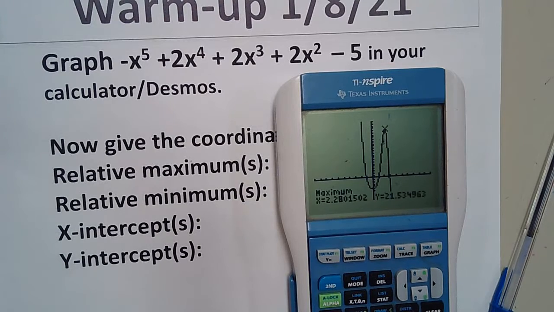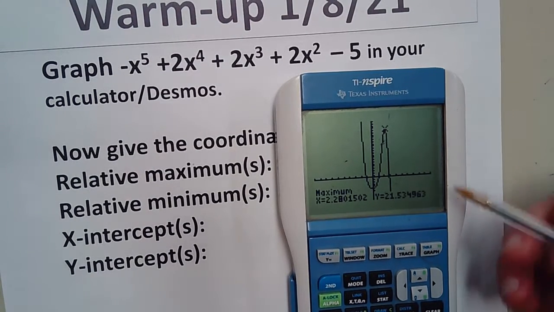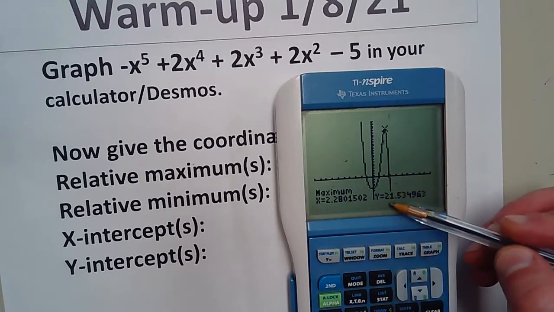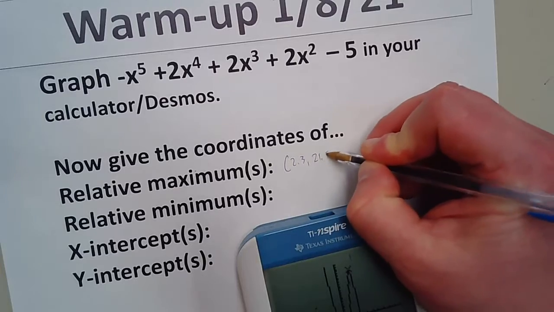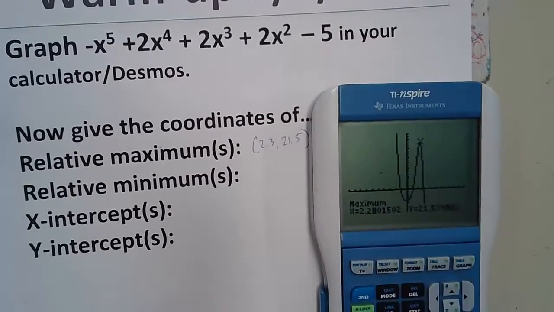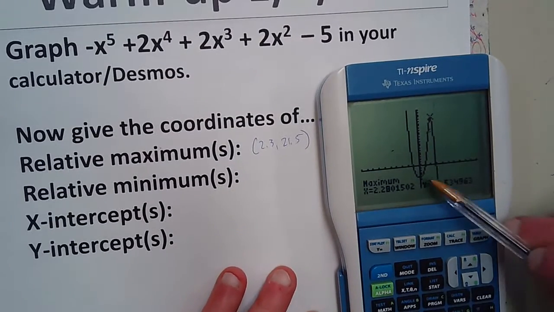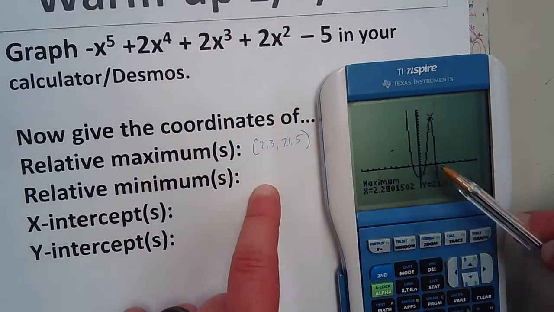And then it's going to give you the coordinate. A lot of times these are going to be pretty messy coordinates, so I'm going to just round these to like the nearest 10th. So I'm going to say 2.3 and 21.5. Okay, and so this graph just has one relative maximum. And so that's it. I wrote it down. I'm good. Now it's also got this relative minimum over here. So we can move on to the next question.